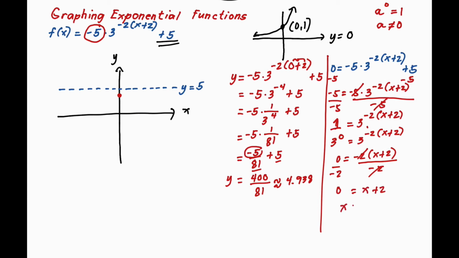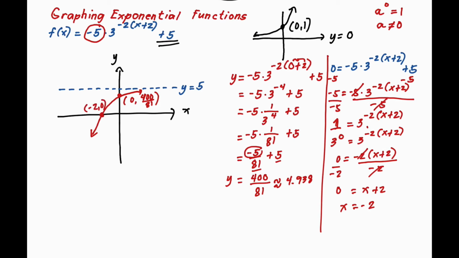So x is equal to negative 2. Let's say this is at negative 2. There. So the graph would look like, nice one, nice graph. There. So this is at (0, 400 over 81), and this is at (negative 2, 0).